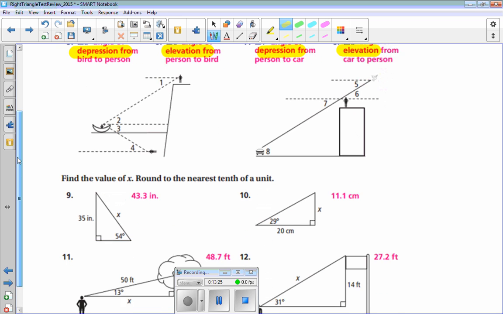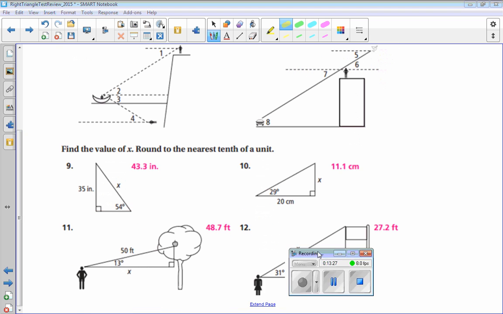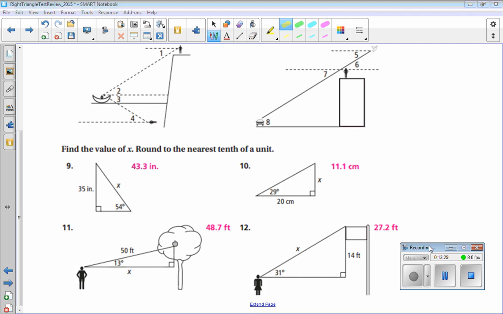All right, let's scroll down here. Here are some of the other answers. Any of those you need to go over?